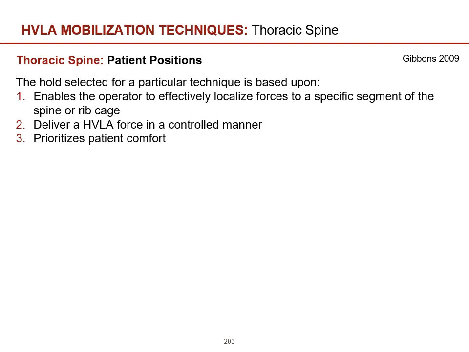All right, similar to the lumbar spine, there are different variations as far as the upper body positioning and holds. We'll start off with the patient positioning, and again, the factors that may influence this are that which enables the operator to effectively localize forces to a specific segment of the spine and or rib cage, the delivery of a high velocity, low amplitude force in a controlled yet sufficiently high manner based off the patient's body habitus, and then prioritizing patient comfort.